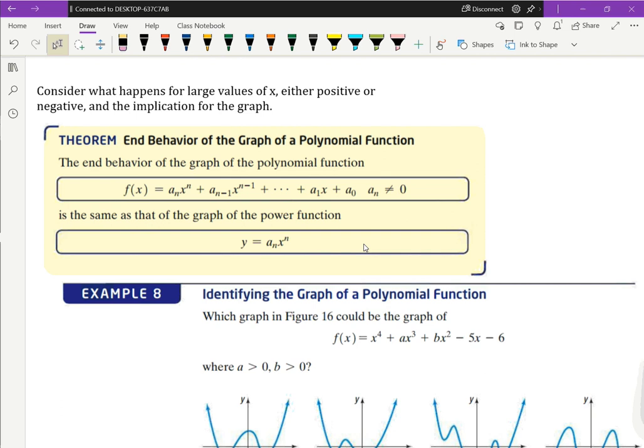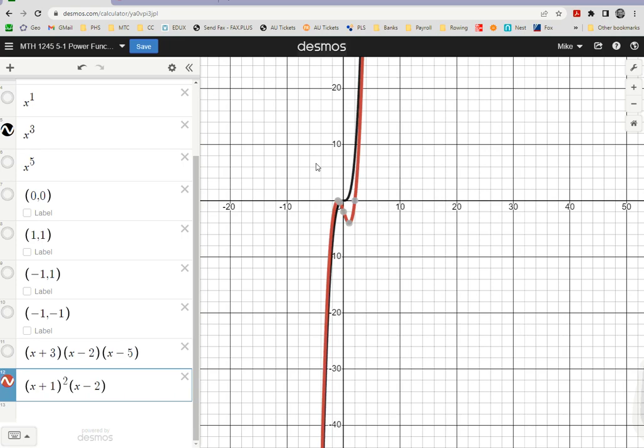Consider what happens for a larger value of x, either positive or negative, and the implication for the graph. That's what we just did. As we get very, very large, all those other values beyond that first term end up going towards 0. So overall, the end behavior of the graph of a polynomial function f of x equals this whole thing is going to be the same as the graph of just whatever its power function is. If we forget about all the stuff at the end, our polynomial, as far as the ends of the graph, is going to look like the power function of the beginning of the graph. So that's what we're doing here.